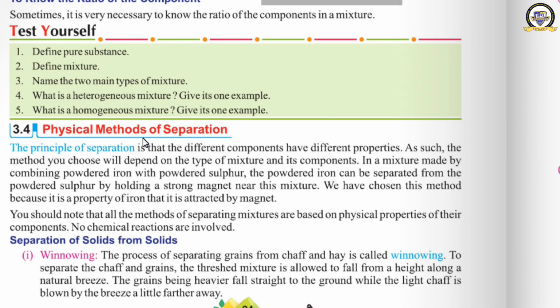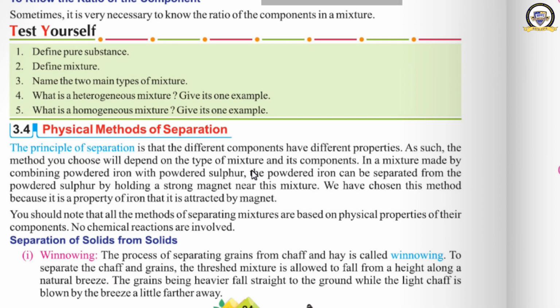Physical methods of separation. The principle of separation is that the different components have different properties. As such, the method you choose will depend on the type of mixture and its components. The method to separate the mixture completely depends on the type of mixture that has to be separated.